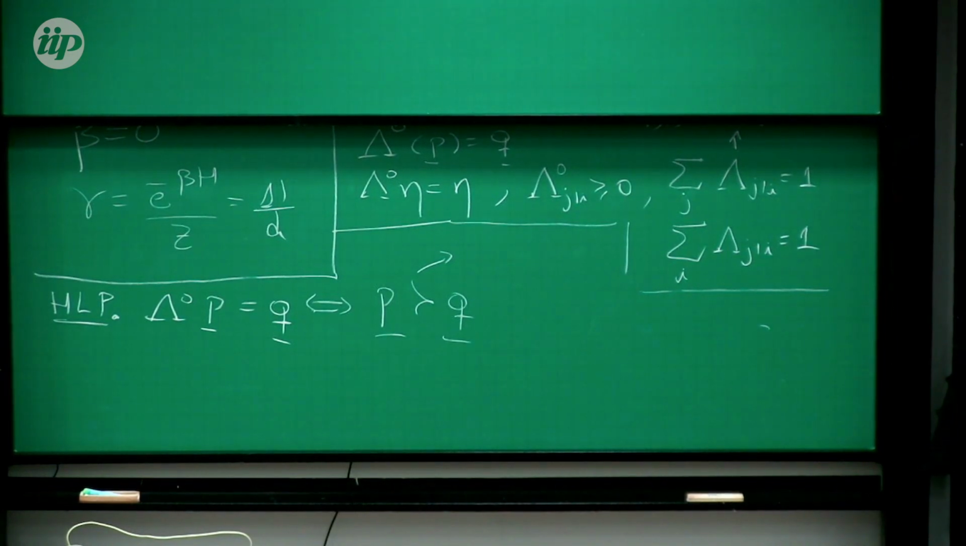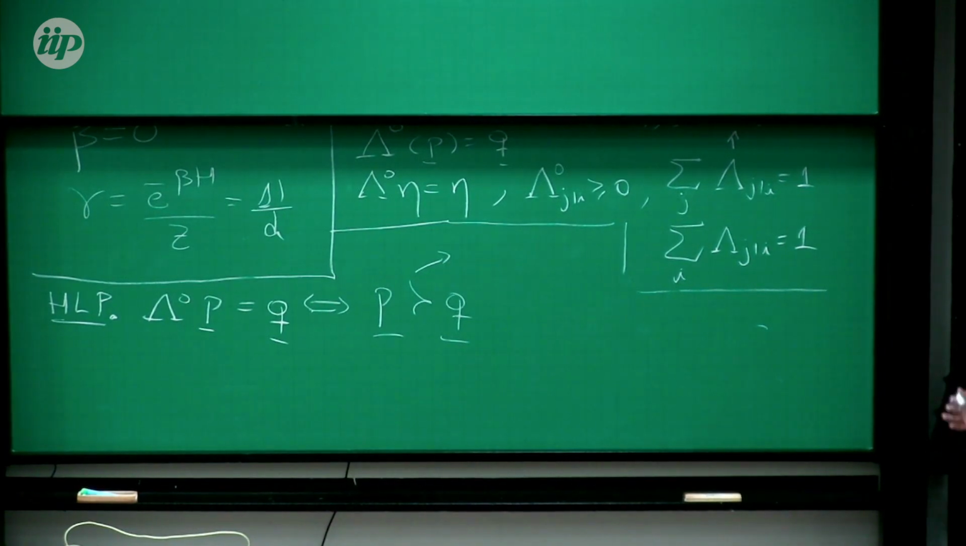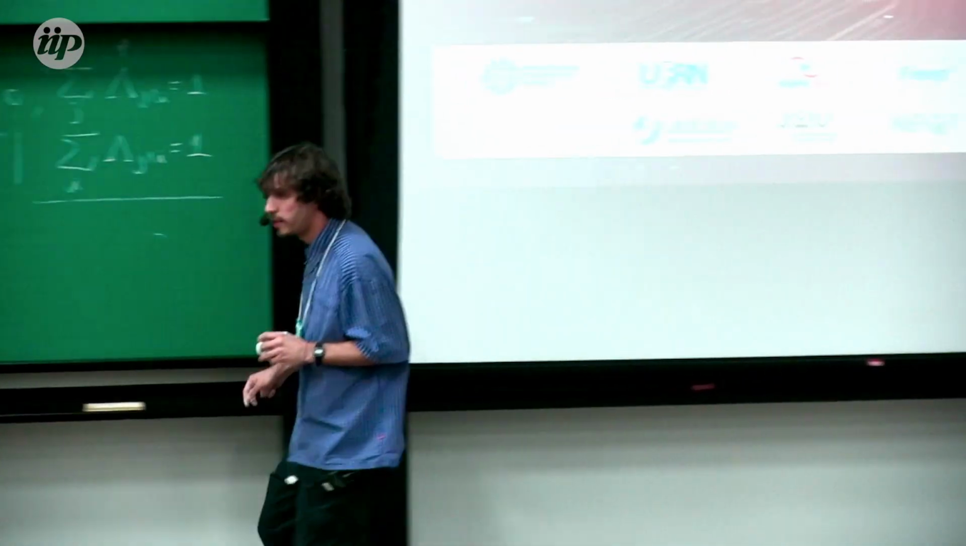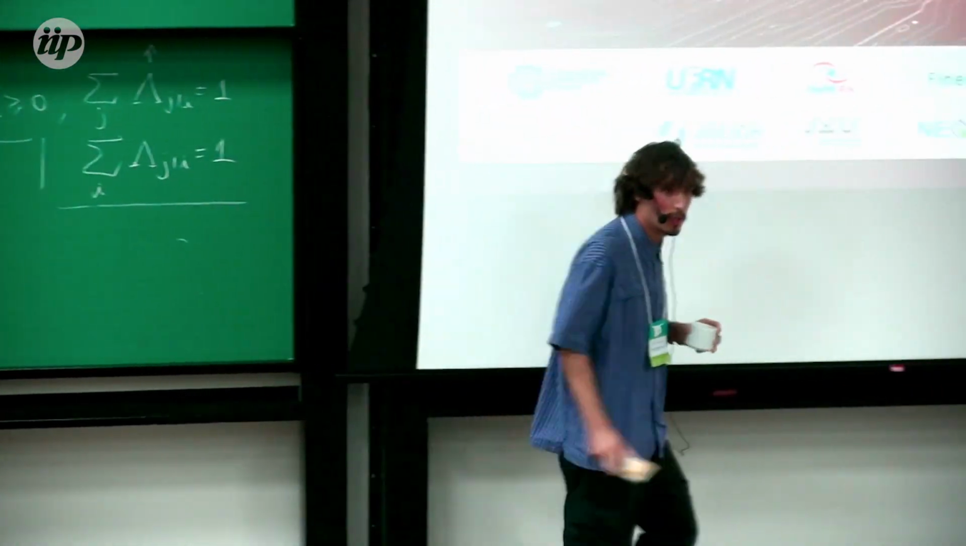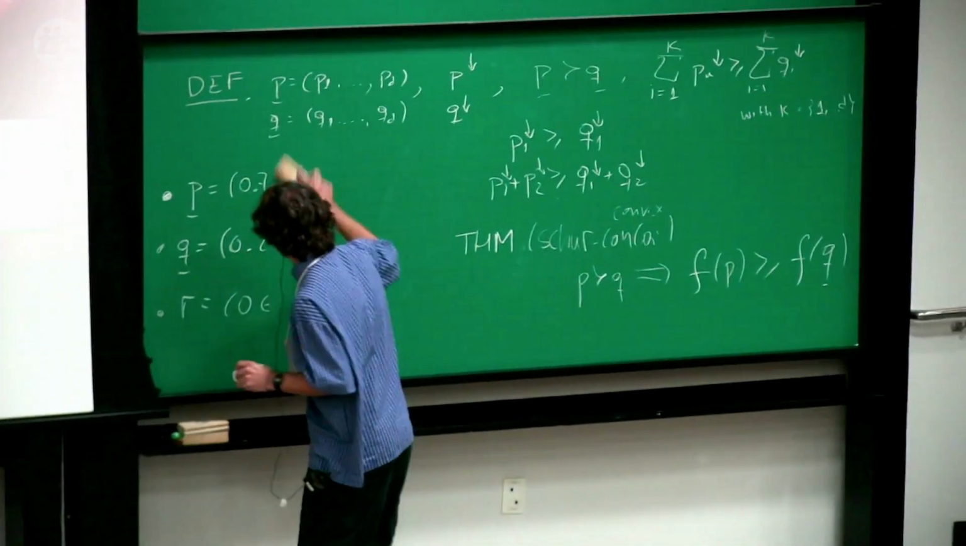There's a very nice way also of looking at this majorization in terms of a more geometrical object. This is called Lorenz curves or majorization curves. And majorization curves you define in the following way.